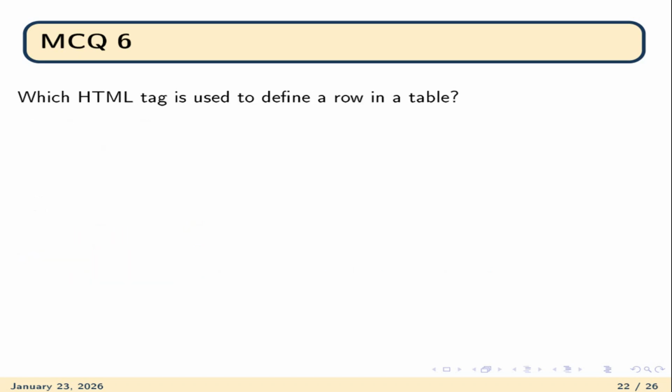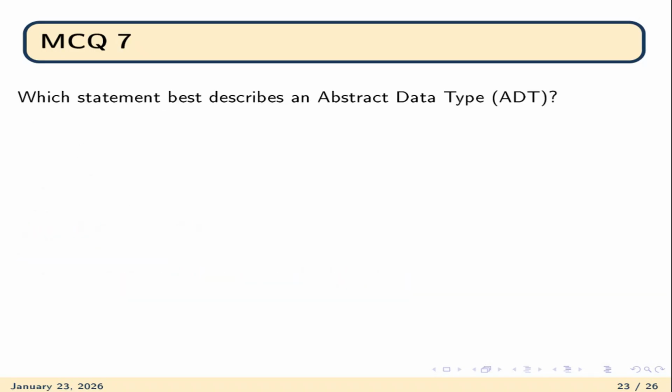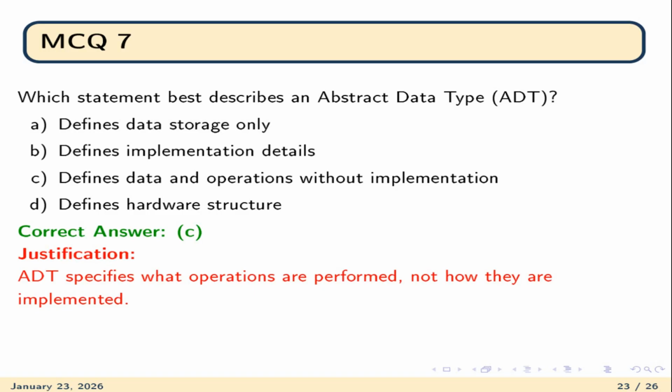Question number 6. Which HTML tag is used to define a row in a table? Table data, table heading, TH, table row, table. The correct option is very easy, that is table row. TR represents a table row that contains cells. Question number 7. Which statement best describes ADTs? Define data storage only, define implementation detail, define data and operation without implementation, define hardware structure. The correct option is C, because ADT specifies what operations are performed, not how they are implemented.